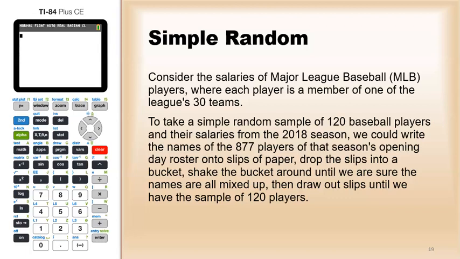Consider the salaries of Major League Baseball players, where each player is a member of one of the league's 30 teams. To take a simple random sample of 120 baseball players and their salaries from the 2018 season, we could write the names of the 877 players of that season's opening day roster onto slips of paper, drop the slips into a bucket, shake the bucket around until we're sure we have the names all mixed up, then draw out slips until we have a sample of 120 players.